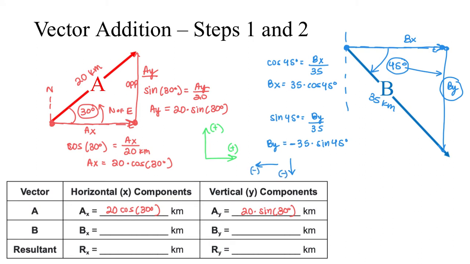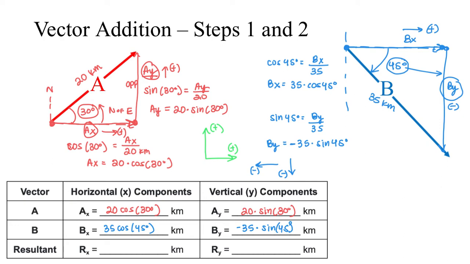Now notice for both a sub y and a sub x, this one was pointing to the right and this one was pointing up, so they were both positive, right? Checks out. And b sub x is pointing to the right, so that's positive. B sub y, however, in this case, is the only vector in the negative direction, so you do need to keep track of this when you're doing your calculation. Okay, so then I'll go ahead and add these two to the table as well. B sub x is 35 cosine 45 degrees, and b sub y is negative 35 times sine 45.